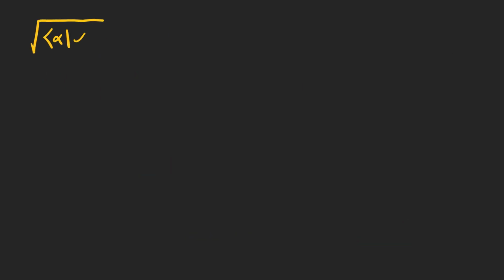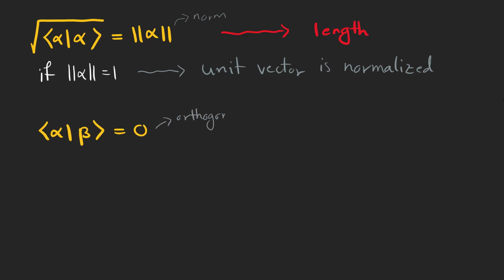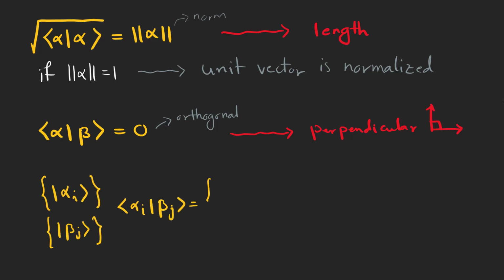The square root of the inner product of a vector with itself is called the norm of the vector, which is a non-negative real number and generalizes the concept of length. If the norm is 1, we are talking about a unit vector which is normalized. If the inner product of 2 vectors is 0, they are called orthogonal, which is the generalization of being perpendicular. A collection of vectors which are normalized and orthogonal is called an orthonormal set.